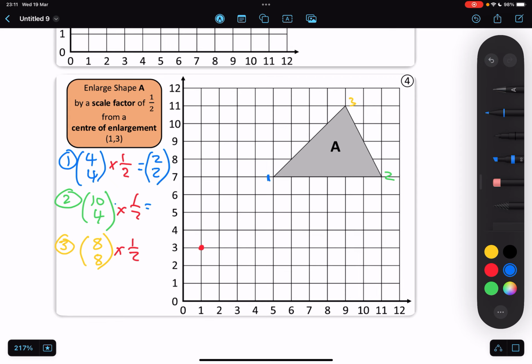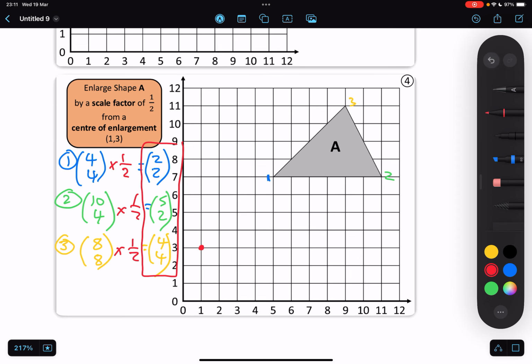With the second one, 10 times a half is going to be 5. So half of 10, that's going to be 5. And then a half of 4, so 4 times a half is 2. And then for the last one, we've got 8 times a half, which is 4. So now we've got the column vectors for our new journey.